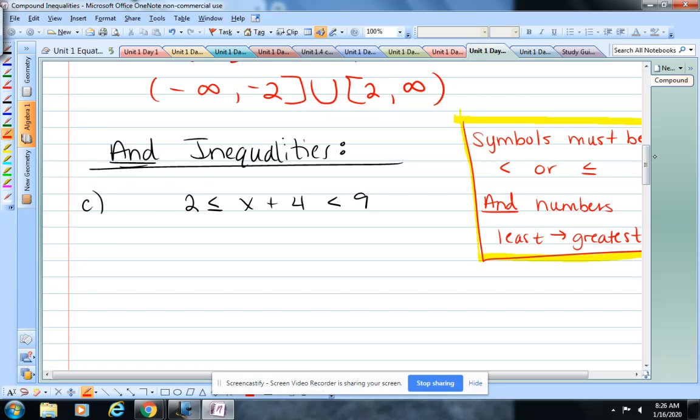Now, ands just look weird. Y'all see that? Copy it down and look at it. Ands look weird. Do y'all see that this has a less than or equal to sign right here and a less than sign right here, and it's literally squished together, right? It's not two separate problems. It's one problem that shares a middle. You see that? Yeah, it's really weird, but these are really easy. I like ands better because it's less writing, number one.